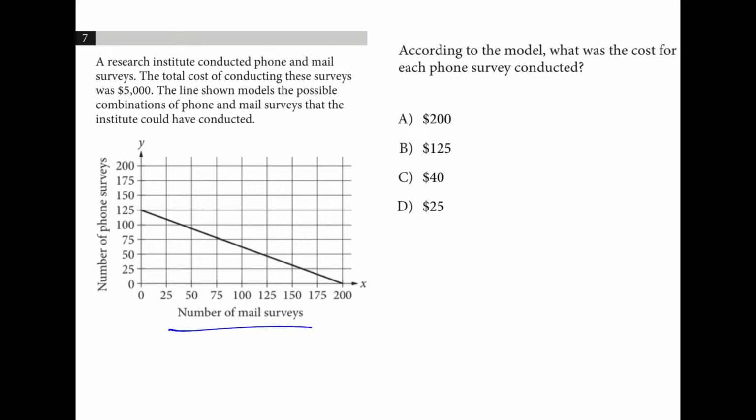On our x-axis, we have mail surveys. On our y-axis, we have phone surveys. So if we plug in 0 for mail surveys, we can identify that there are 125 phone surveys, and the total cost is $5,000. So if I divide 5,000 by 125, I get $40.